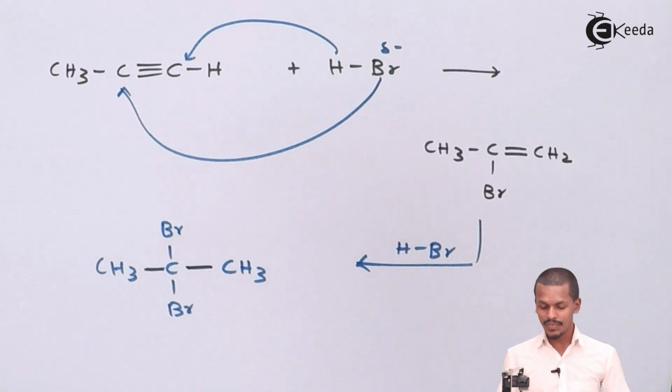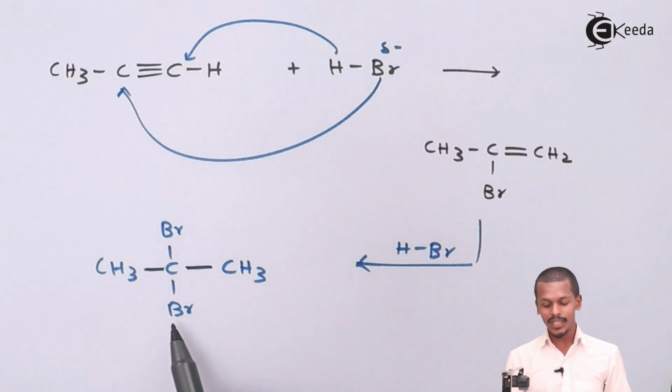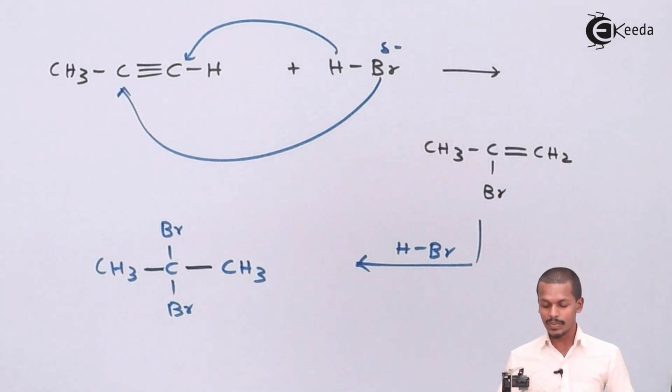The product is a geminal dihalide, and the name of this would be 2,2-dibromopropane. So even this is possible. That is what the hydrohalogenation process is. We could take other examples and react with HCl or HF also, and the product we get is a geminal dihalide. Now let us talk about another kind of reaction, the halogenation reaction.